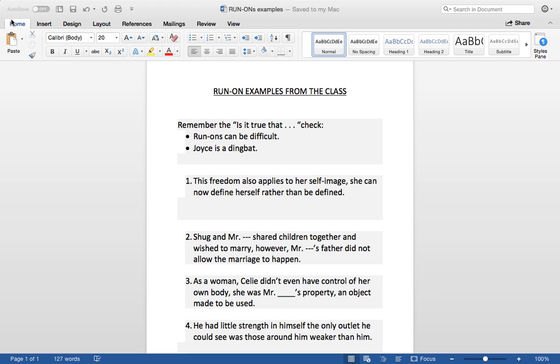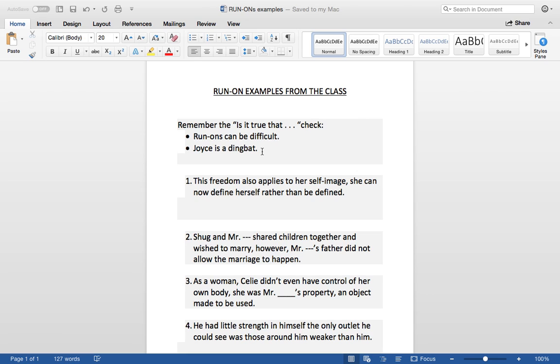So here are 2 examples. Is it true that run-ons can be difficult? Does that make sense as a sentence? It does. And the answer to that question is yes, true. Is it true that run-ons can be difficult? Yes. So that's a clear question that makes sense. And so run-ons can be difficult is a sentence.